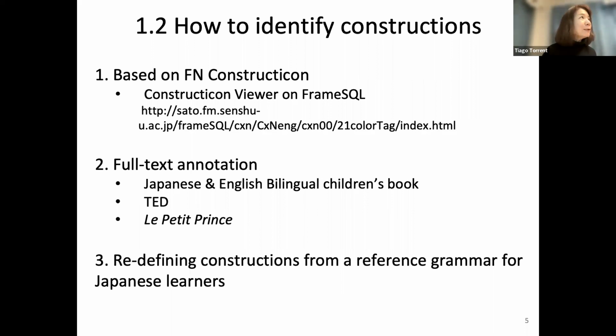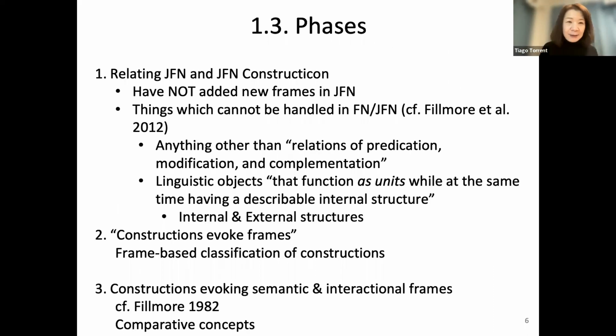But the problem is, since the book was primarily written for Japanese learners, there are lots of descriptions about the functions of the Japanese constructions. These are pretty detailed, and sometimes it's difficult, especially when we try to align the Japanese constructions to other languages. Okay, and so we've been through different phases since 2015.